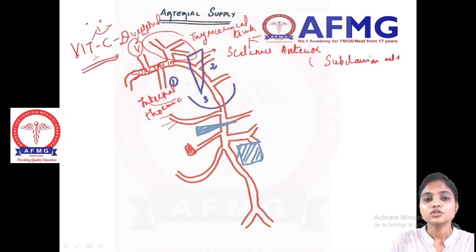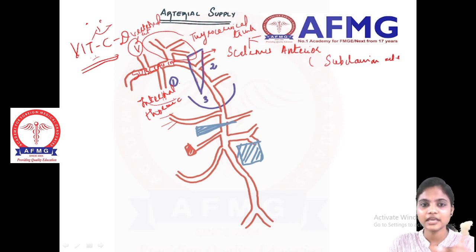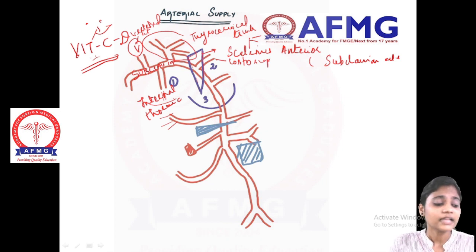Subclavian artery. So we said there are 3 things. One is your VIT, C and D. We have seen what is VIT. C in the sense this is your C, that is your costocervical artery.